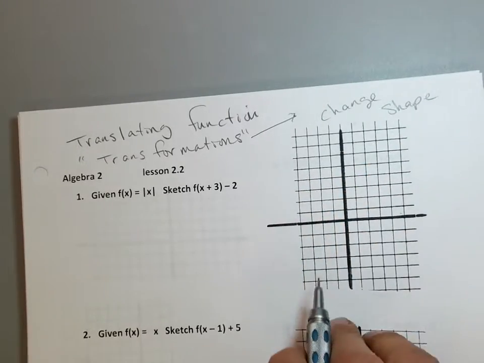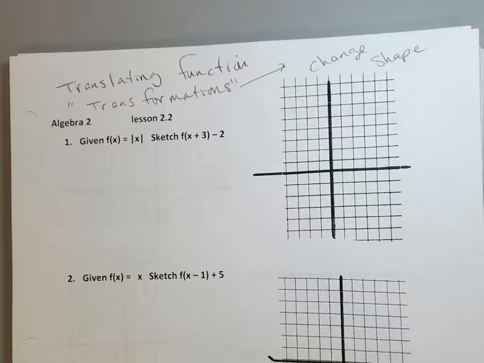A translation is just going to be to move its position. But a transformation is going to change shape. It's going to either make it wider, skinnier, or whatever, right? Or, if you flip it, it's still translation, okay? All right, so let's take a look.